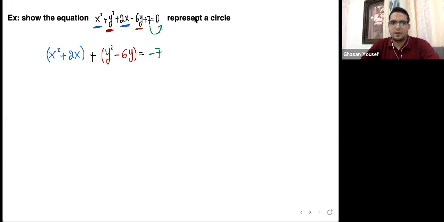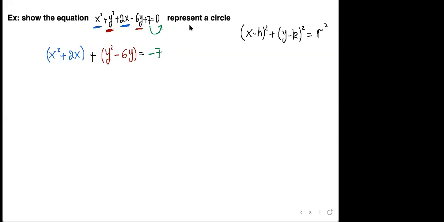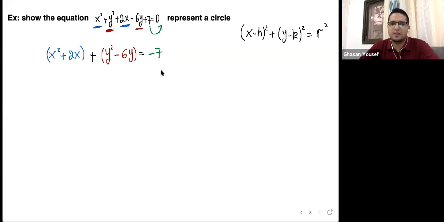Now the next step. The question is, show this equation represents a circle. So the equation of the circle, like we said before, is x minus h squared plus y minus k squared equals the radius squared. How can we change these parentheses to something like x minus h squared? I think you can factor it, no? If we factor it, it will not help me actually. Do you have another idea how we can change these parentheses to something squared?